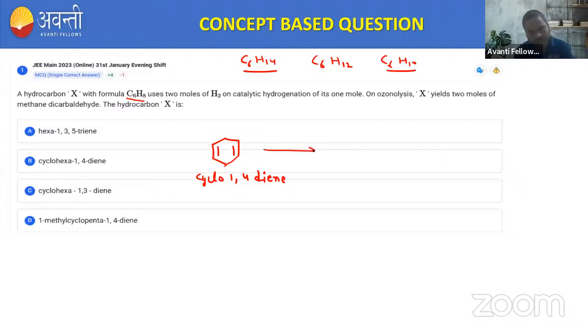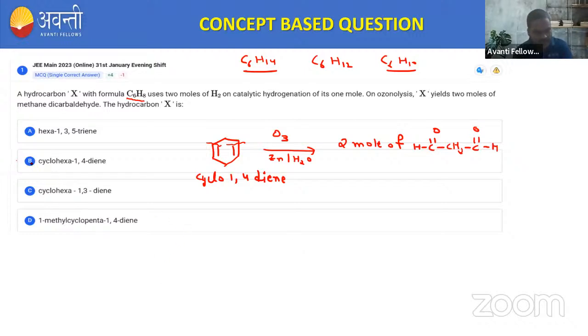On ozonolysis, the reaction with O3 in presence of zinc and H2O, we will definitely get 2 moles of dicarboaldehyde, because here we get one aldehyde and here also we get one aldehyde. So we'll get 2 moles of HC double bond O, CH2, C double bond OH. So the correct hydrocarbon is cyclohexa-1,4-diene.